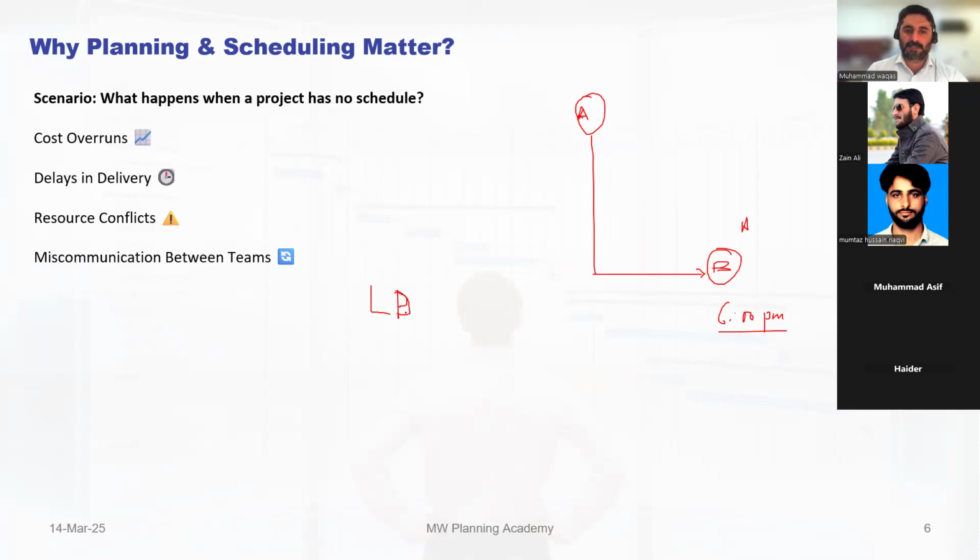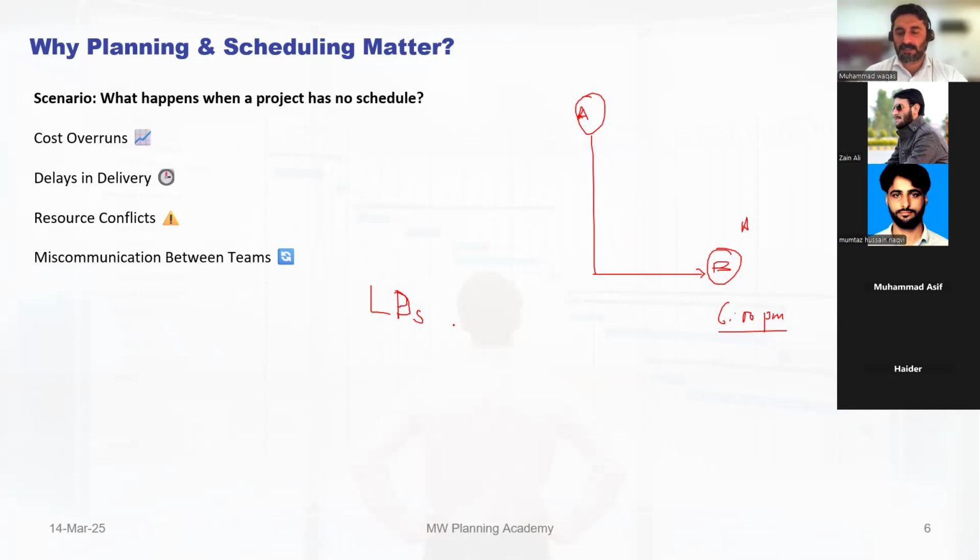Sorry, this is D. Okay, so LDs. Whenever you miss a schedule, every day the client will penalize you. So therefore, these schedules are very important. If you are missing a deadline by one day, you will get LD off, and LD is a big thing. It can be from the range of 50,000 Saudi Riyal to 1 million Saudi Riyal. So it can be anything.